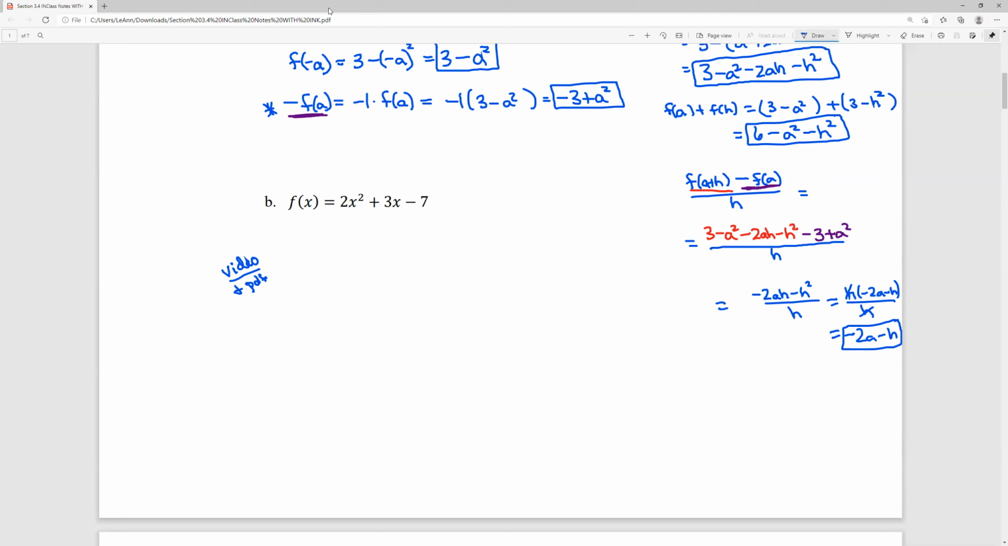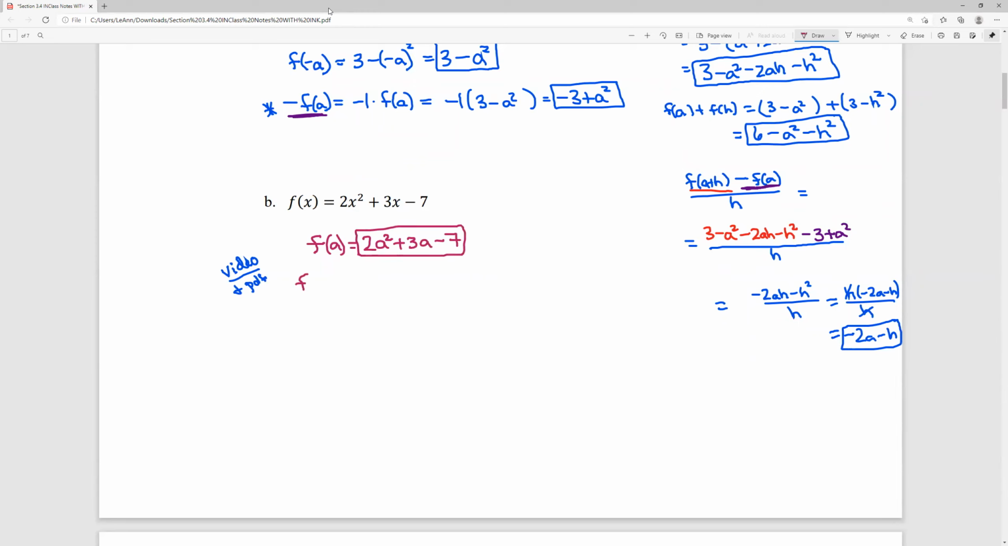So let's change colors to maybe this purple color. Let's start off with the first one, which is f of a. And that's just straight substitution. X turns into the letter a. So that's going to be 2a squared plus 3a minus 7. Nothing we can do because none of those are like terms.